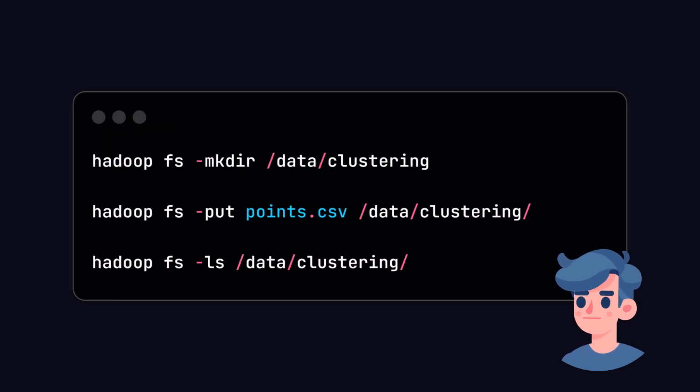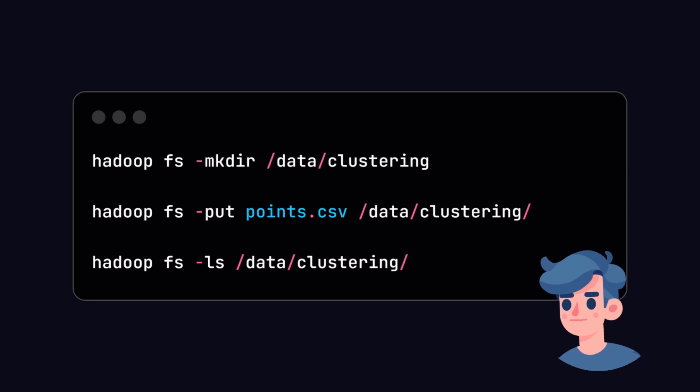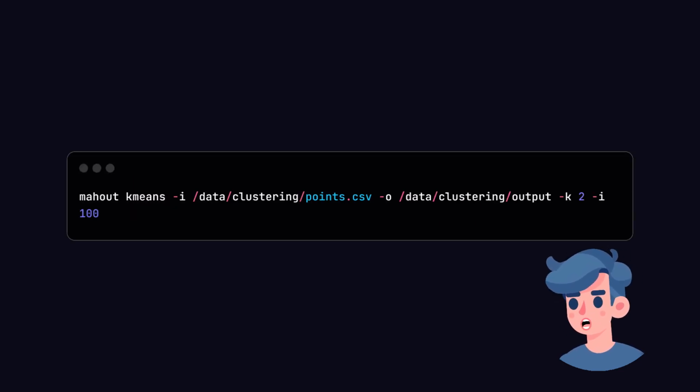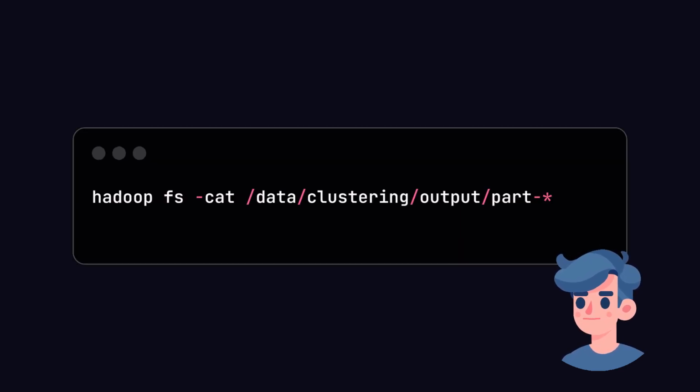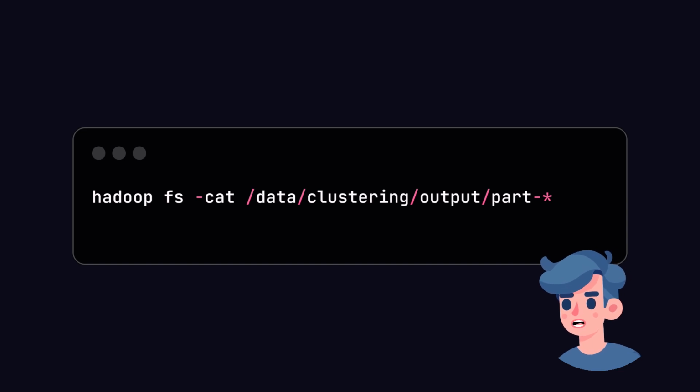Just like before, we'll upload this new dataset to HDFS to make it accessible for Mahout. To perform k-means clustering, we will execute the Mahout command specifying the input data and output directory. Here, k specifies the number of clusters we want to find, and i is for the number of iterations.